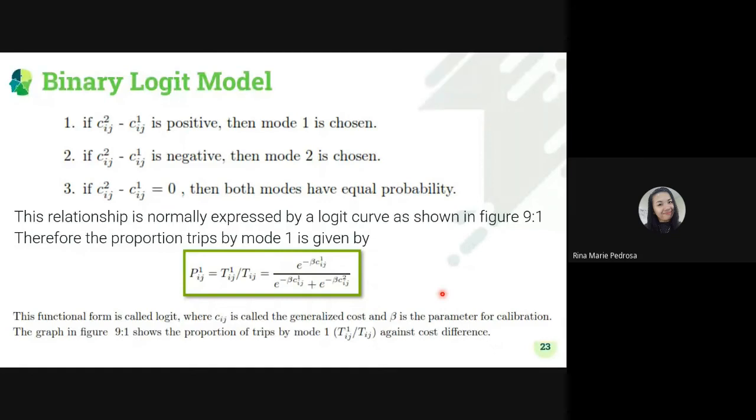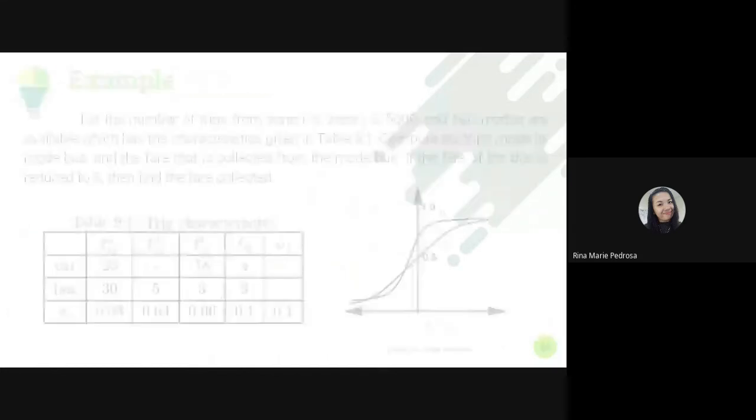Therefore, the proportion of trips by mode 1 is given by this equation. You also have the values for that one. So let's go to the graph, I mean figure 9.1, the logit function, this one.